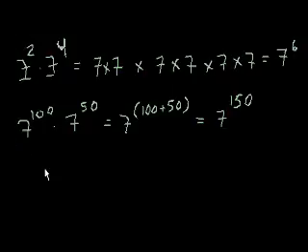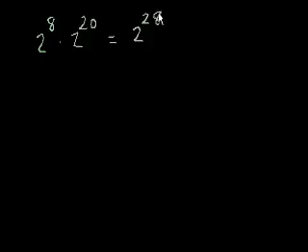Now, I just want to give you a little bit of warning. Make sure that you're multiplying, because if I had 7 to the 100 plus 7 to the 50, there's actually very little I could do here. I couldn't simplify this number. But I'll throw one out to you. If I had 2 to the 8th times 2 to the, let's say, 20th, well, we know we can add these exponents. So that gives you 2 to the 28th, right?